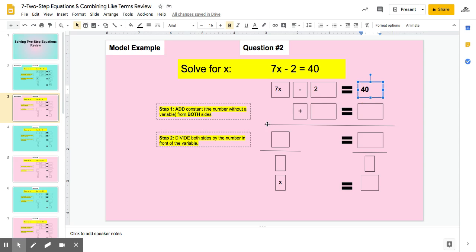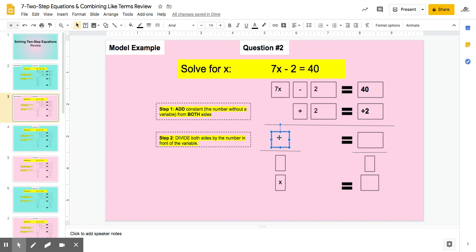Okay? Now this brings me to step 1. In step 1, I'm now adding the constant to both sides. And the reason why I'm adding is because I have a subtraction sign in my original equation. I need to get rid of that minus 2. Well, the opposite of minus 2 is plus 2. So we add 2 to both sides of the equation.